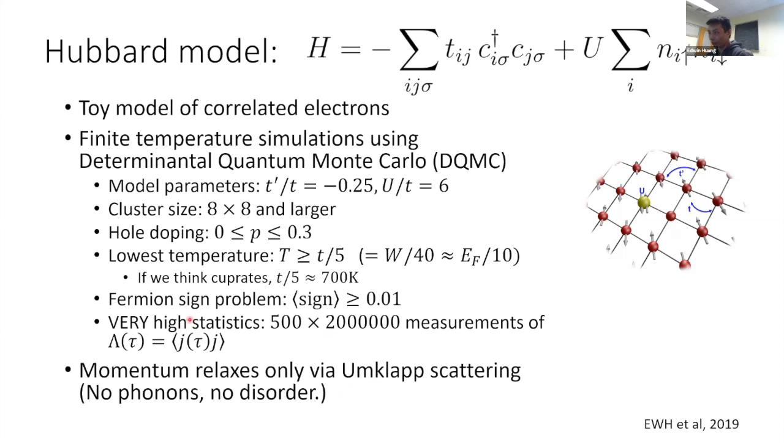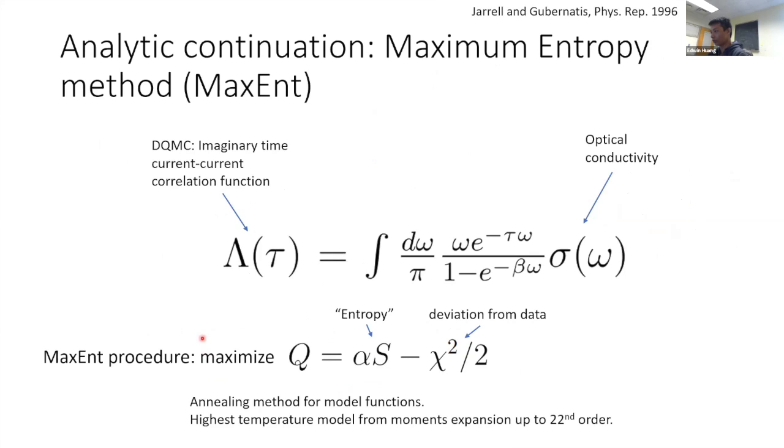Okay, so we are doing quantum Monte Carlo calculations of the current correlation function. And what we want to obtain is the optical conductivity. There is no perfect procedure to do this, but one standard procedure is to do analytic continuation numerically using the maximum entropy method. To quickly outline this method, the idea is that we start with a measurement in imaginary time of the current correlation function on the left-hand side, and this relates via an integral equation to the optical conductivity, which is what we want to obtain.